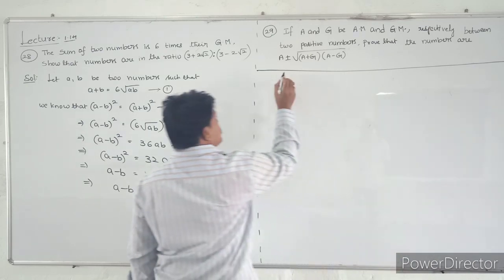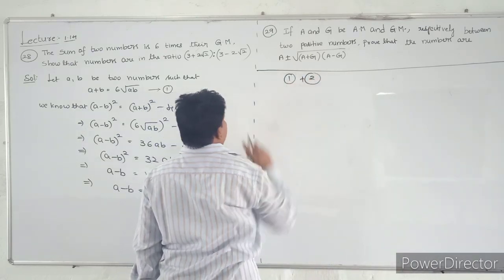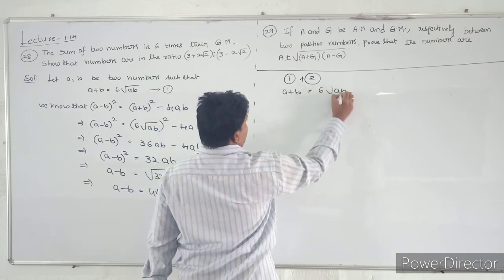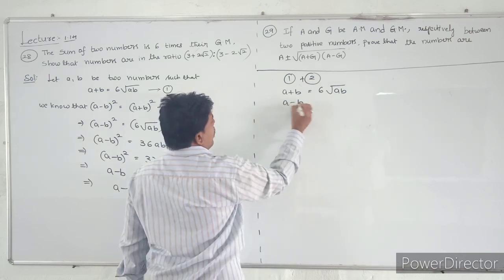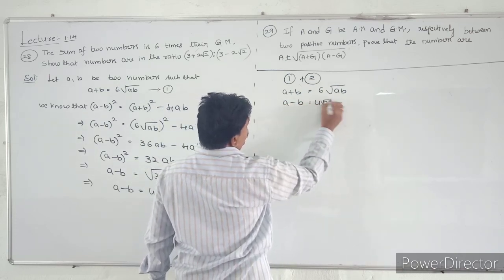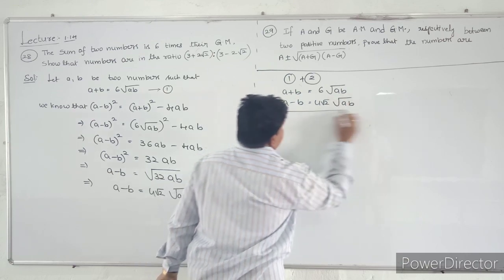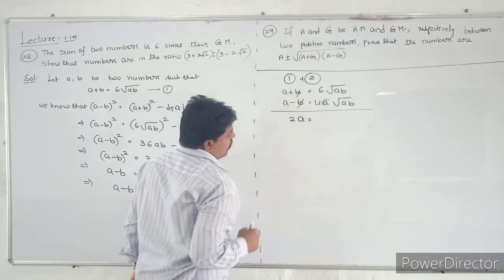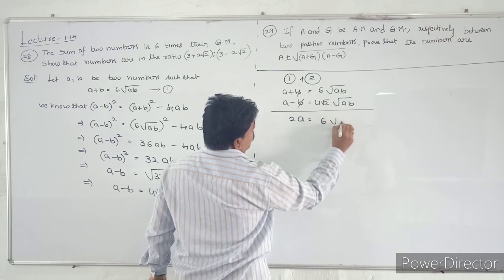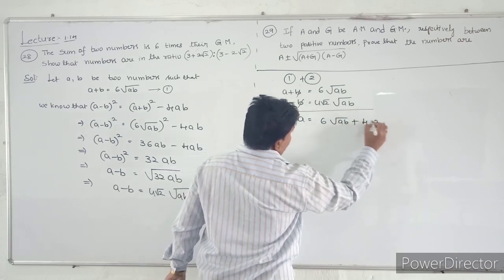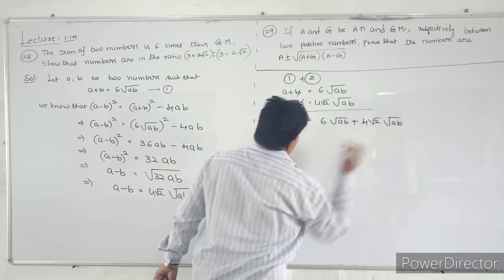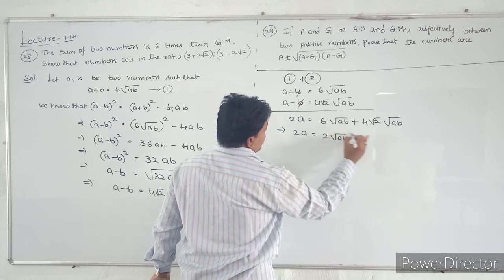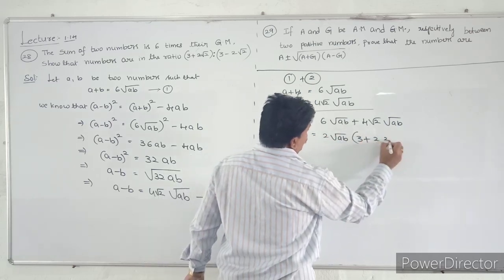From 1 and 2, I will do it here. From equation 1 plus equation 2, what do we get? a plus b is equal to 6 root ab, and equation 2 is a minus b equal to 4 root 2 into square root of ab. I will add these two equations. b will be cancelled, and it becomes 2a is equal to 6 into root of ab plus 4 root 2 into square root of ab. So 2a, taking 2 into square root of ab common, becomes 3 plus 2 root 2.